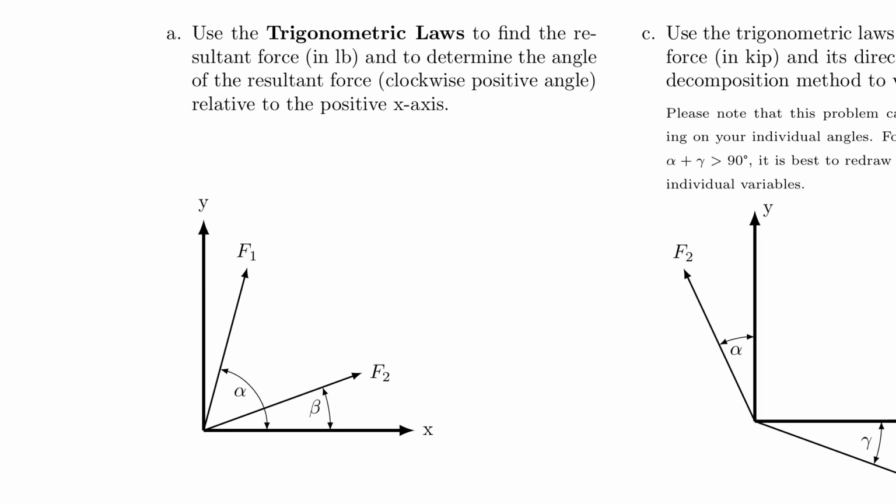So here you see the trigonometric laws. Right, that is what you have to use here. Yes, you can solve this with vector decomposition, but you would get 0 points if you do that. So please use the trigonometric laws. Now, what I want to alert you to is the fact that F2 and beta are connected to each other, and that F1 and alpha are connected to each other.